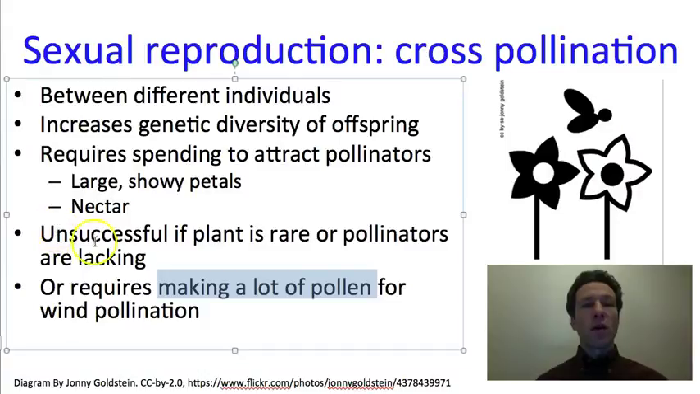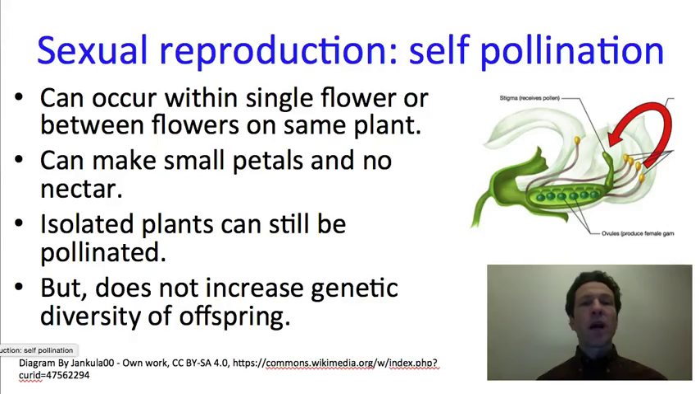And so whether they are spending energy to attract pollinators or to make extra pollen, then they have to spend more if they are doing cross-pollination. We will contrast cross-pollination with self-pollination. Self-pollination is when a plant uses its own pollen on its own flowers.